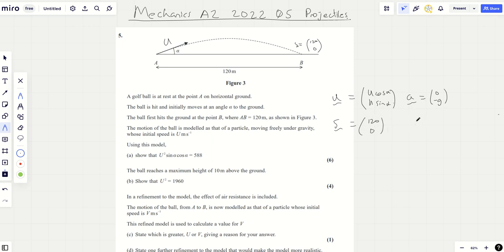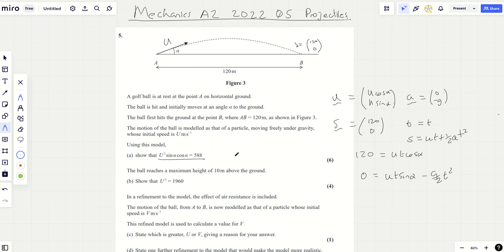And I suppose I'll just put in a t here and say t equals t, and try and find if I can find t with the x's and then carry it over to the y's. So let's use 120. Obviously s equals ut plus a half at squared is what I'm doing. So I've got 120 equals ut cos alpha plus 0, so just ut cos alpha. And then I've also got 0 equals ut sine alpha minus g over 2 t squared. I'm just applying s equals ut plus half at squared to the x and the y components.